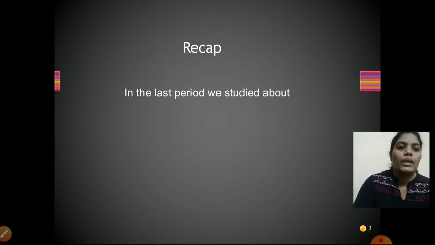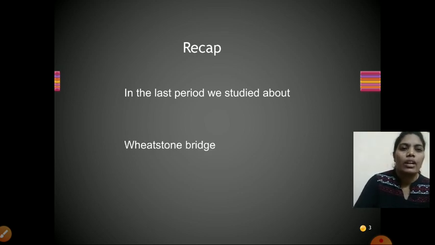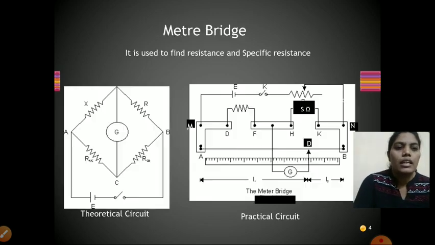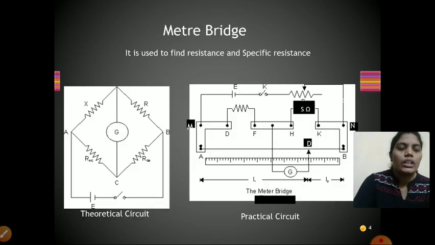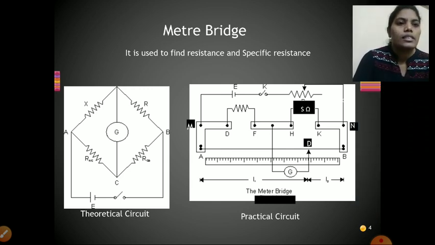Now let us recall what we learned in the previous session, that is the recap for our class. In the last period we studied about the Wheatstone bridge. There we have seen the balancing condition of the Wheatstone bridge. Now here you can see the meter bridge, which is simply an application of the Wheatstone bridge. Here you can see the same circuit designed in a practical way and a theoretical way.